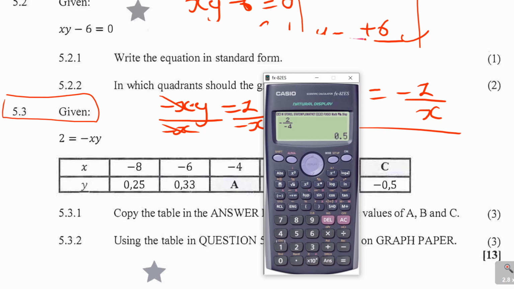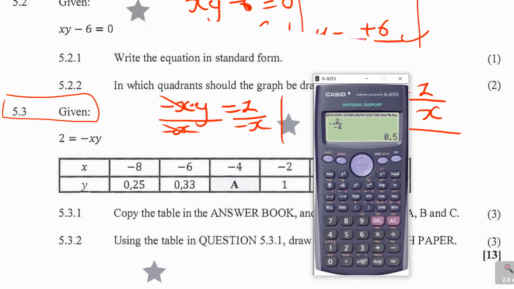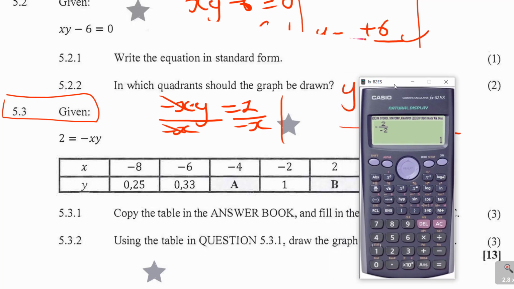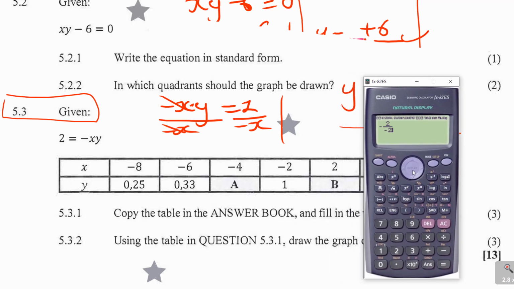Equal to, so you're supposed to put a is 0.5. How did they get 1? Put that negative 2. See how they got a 1. Continue. How did they get b? Now you put a 2. Positive 2. The answer b is negative 1. So here a is 0.5, b is negative 1.